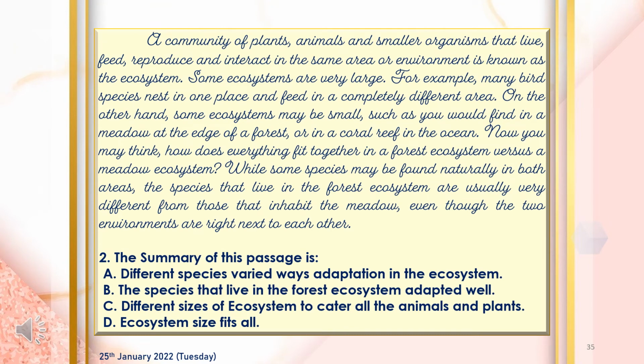A community of plants, animals and smaller organisms that live, feed, reproduce and interact in the same area or environment is known as the ecosystem. Some ecosystems are very large. Many bird species nest in one place and feed in a completely different area. On the other hand, some ecosystems may be small, such as you would find in a meadow at the edge of a forest, or in a coral reef in the ocean.